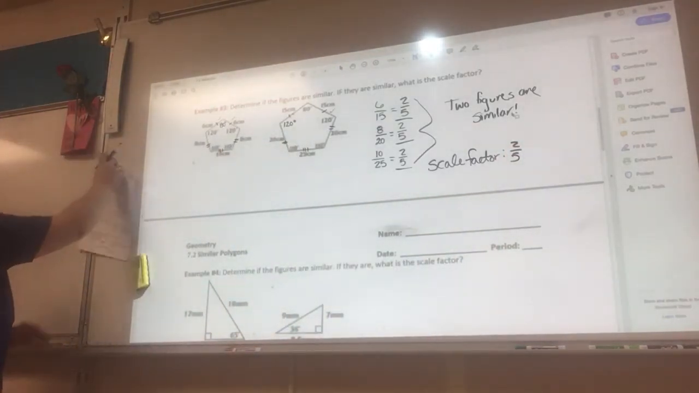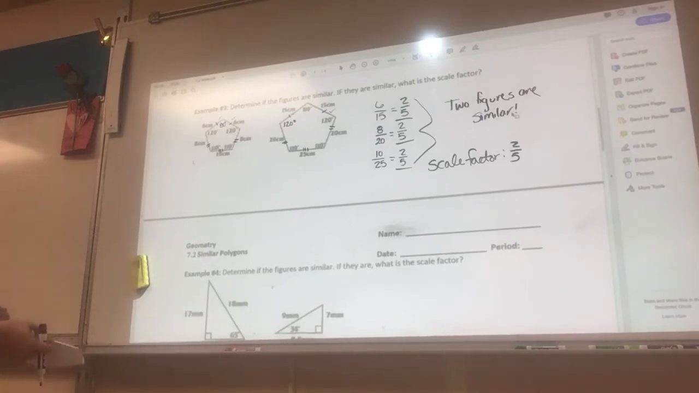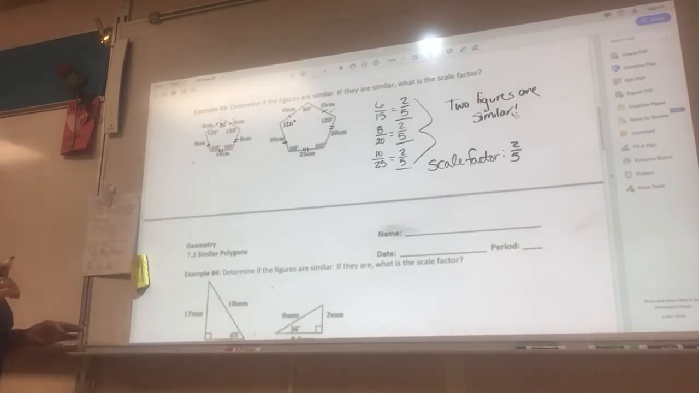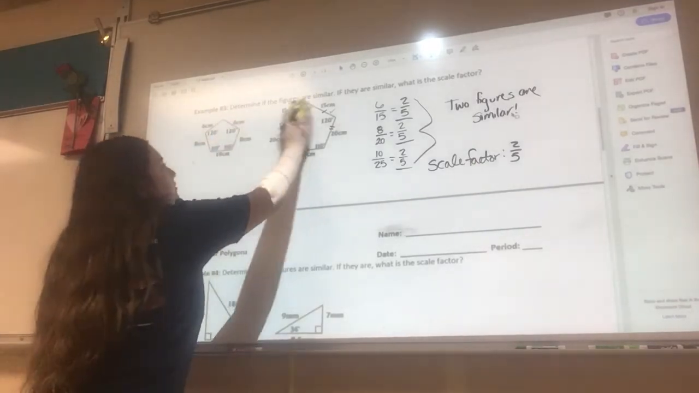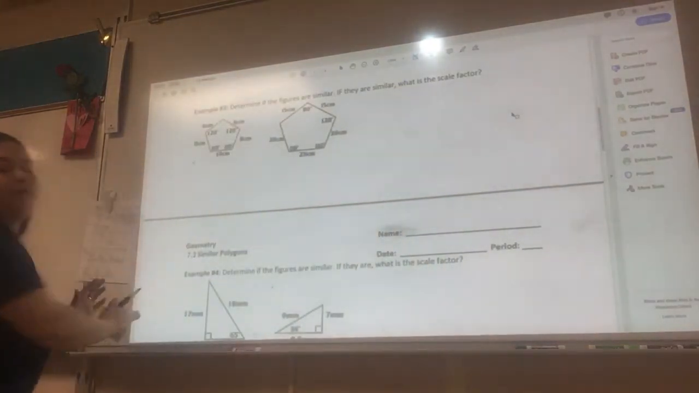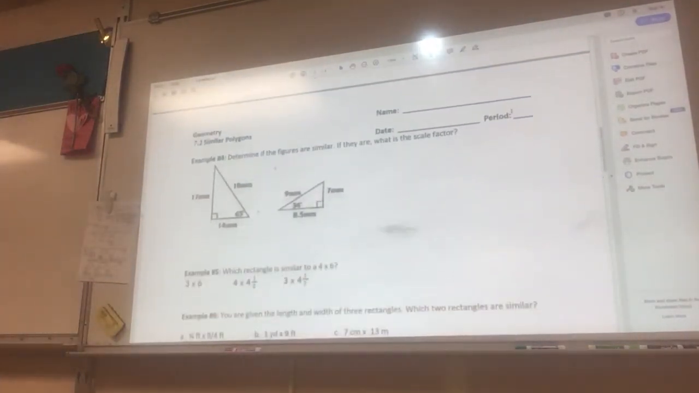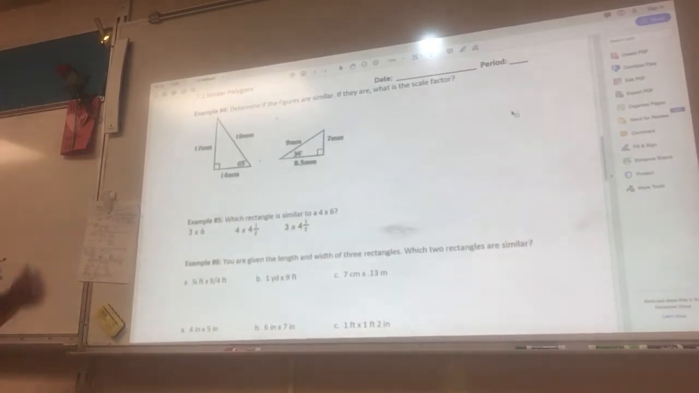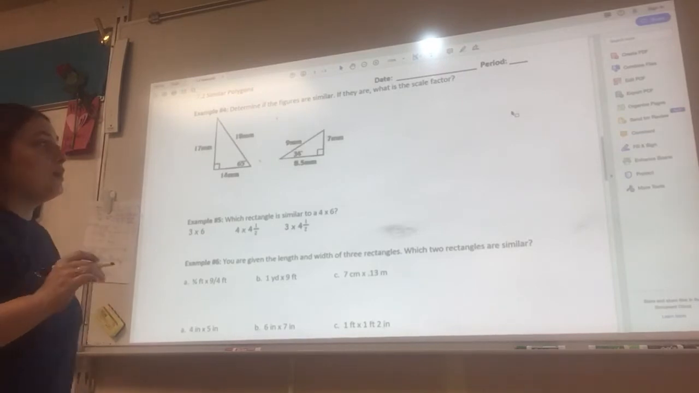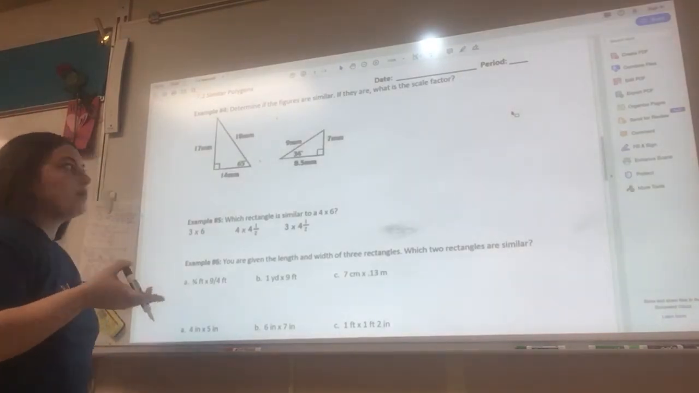All right, well, if you can see what's going on, we got another example, one more. See if you can determine if they are similar or not. Okay, so we're gonna see one more. Try one more for me. So number 4, we're going to determine if the figures are similar. If they are, what is the scale factor? Same thing as number 3.